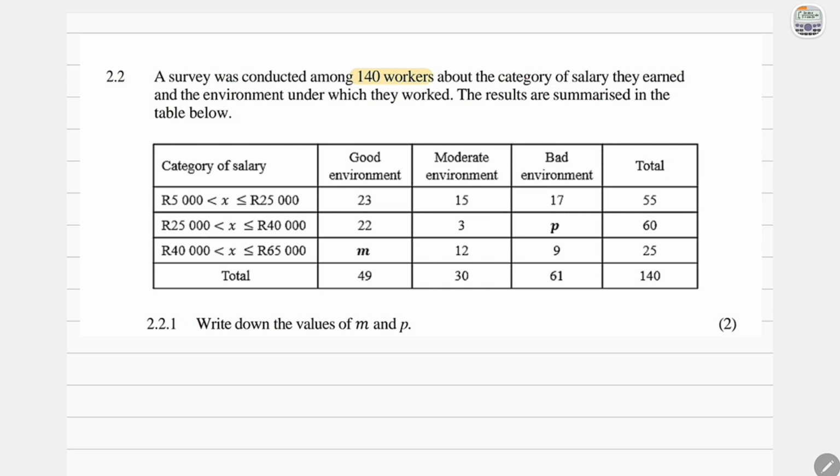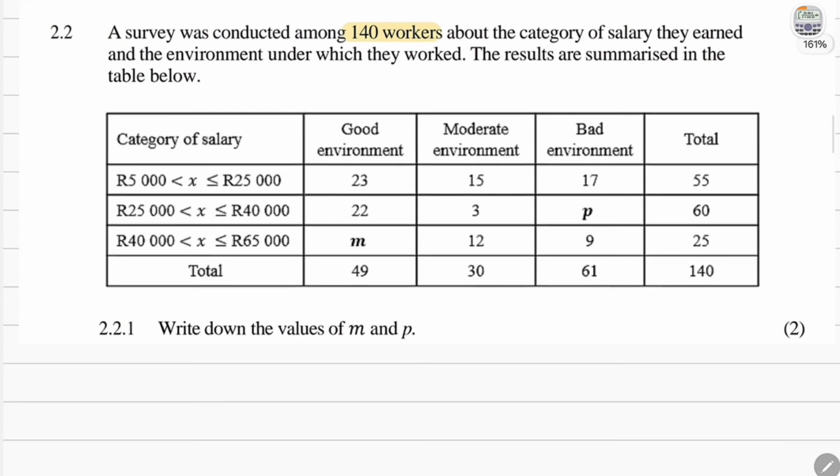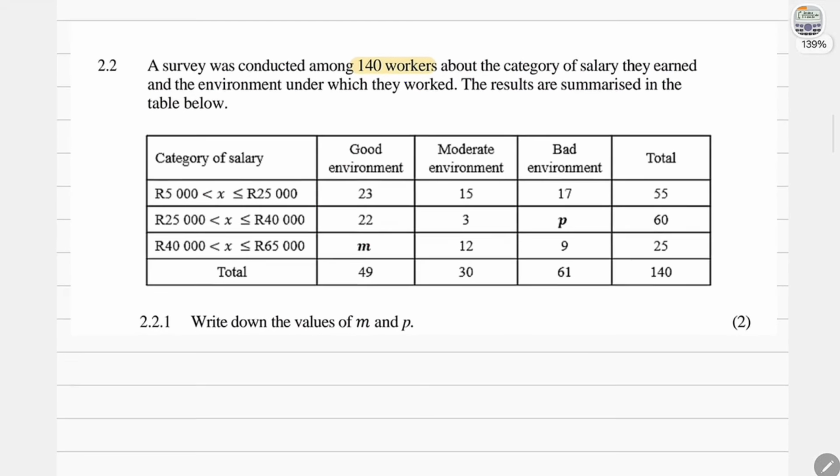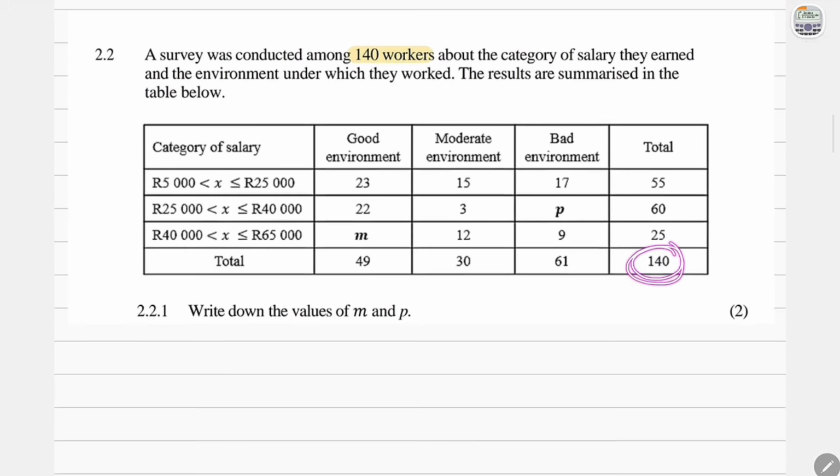So this is a contingency table, and just remember how they work. We add going down like that. This would be the total people who work in a good environment. We add like that and like that, and then we also add sideways. Like that, these would be the total people who earn from 5,000 to 25,000, and all through as well. And then we can also add the totals like that as well. And like that, we do end up with 140.